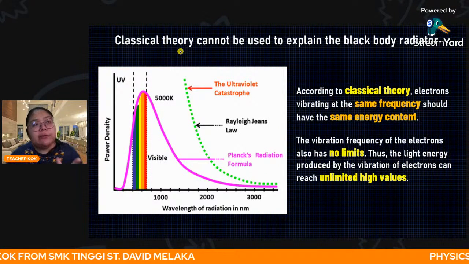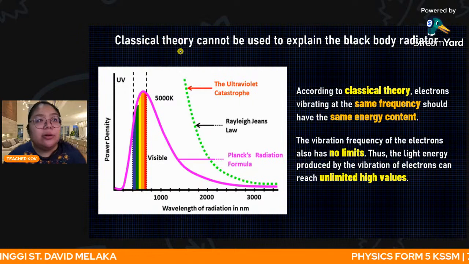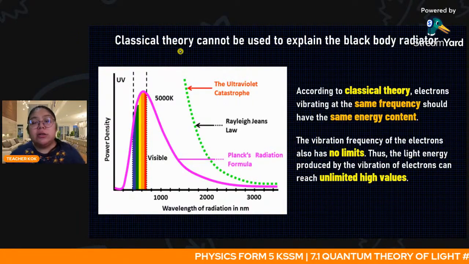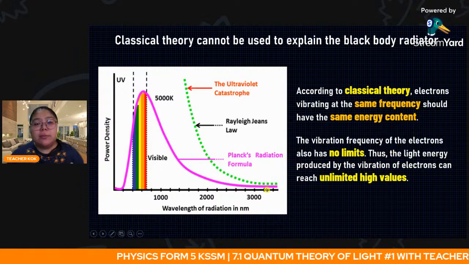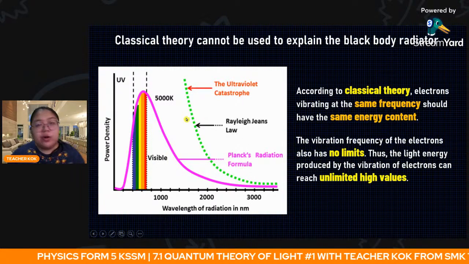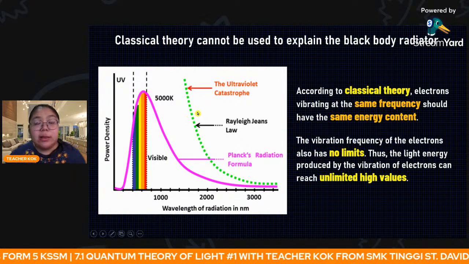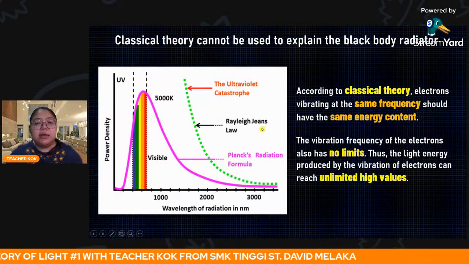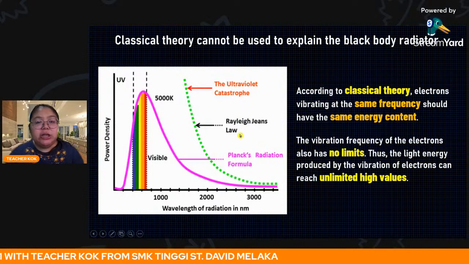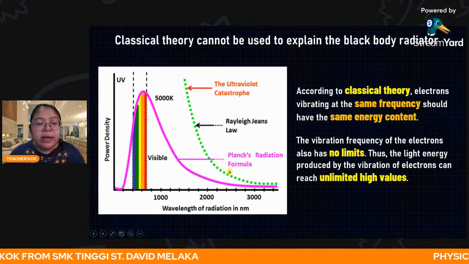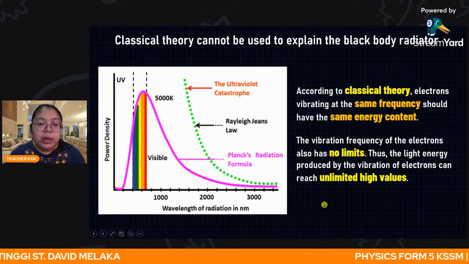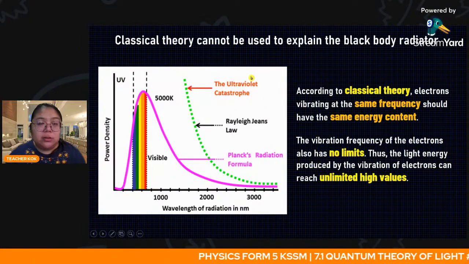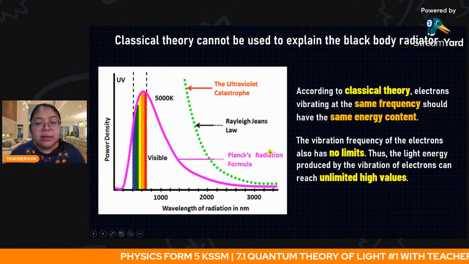So this one is the difference between the classical theory and the modern theory. This one is the classical theory. We're talking about the light intensity continuing to increase when the temperature increases and also when the frequency increases. So you can see here, this one is the Rayleigh law. This one is the Planck radiation formula. Okay, so one more, the ultraviolet catastrophe. You see, what is the ultraviolet catastrophe?